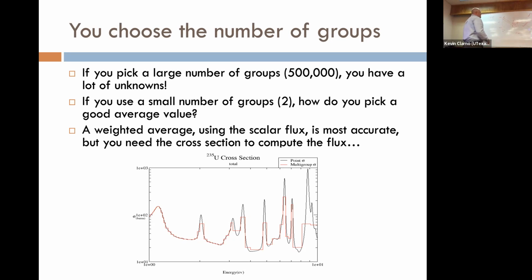So the best way to do this is, wouldn't it be nice if we knew what a good weighted average was? So if we knew what the flux was, then we could figure out what a weighted average should be.